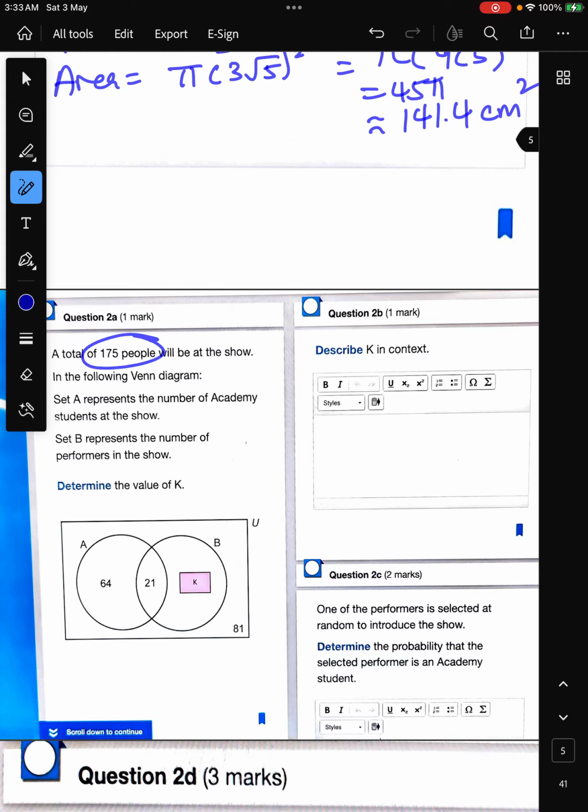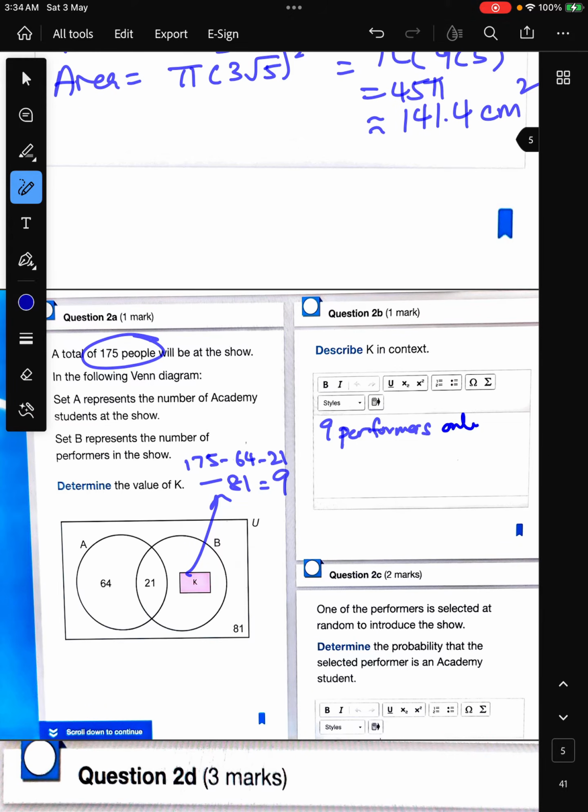So let's look at this question. It says that you got 175 people at the show, so you have 64, 21 and 81. Okay, pretty straightforward. You're going to take 175, subtract 64, subtract 21, and subtract 81 as well. If you put this all onto the calculator, that should give me 9. Okay, so you should have 9 people for question 2a. So 2b says describe K in the context of this problem. So we can say that this would be simply 9 performers only.